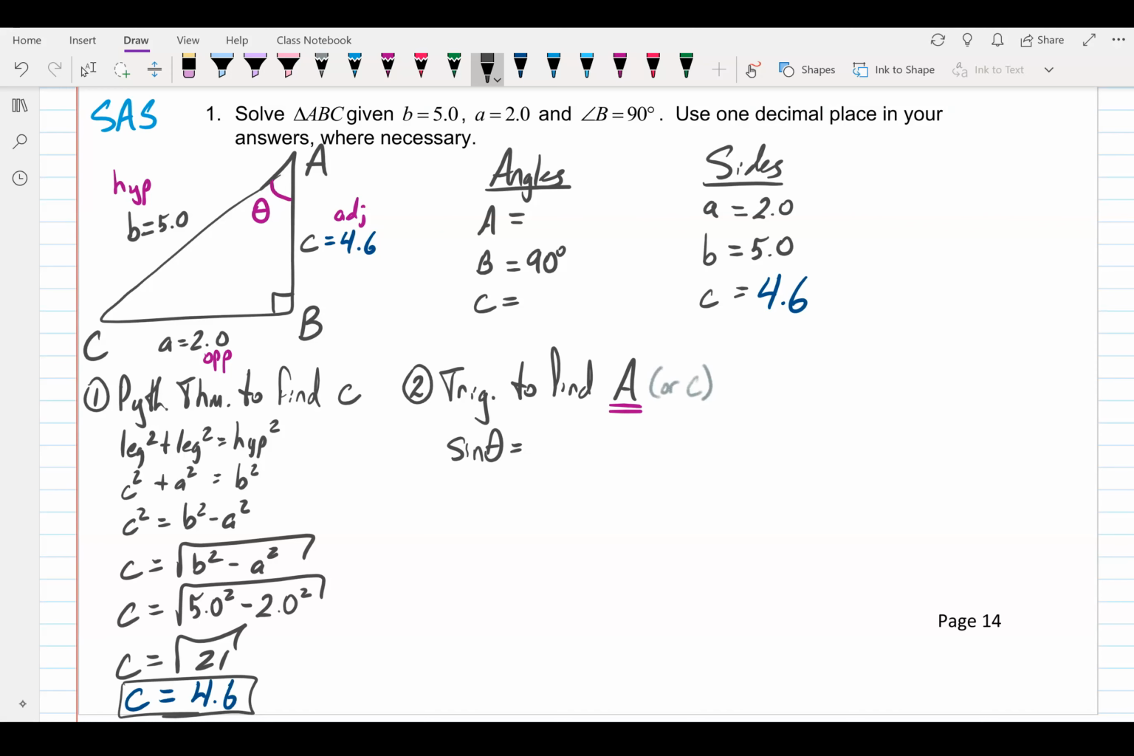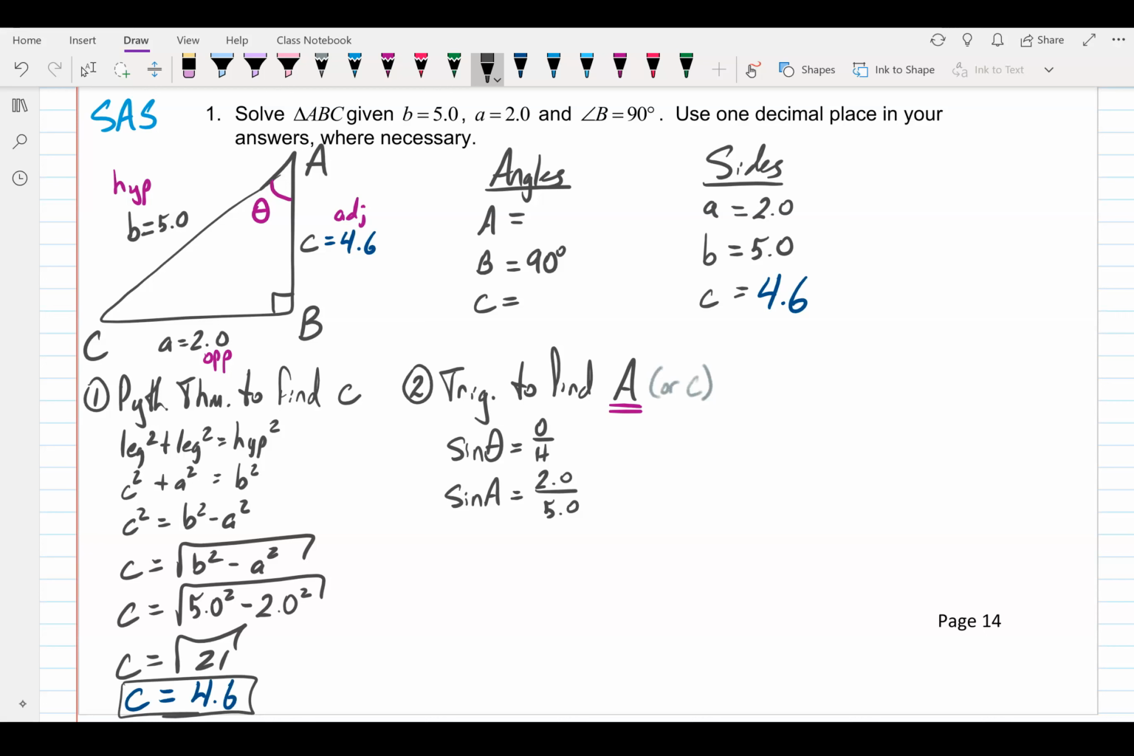Sine of the angle is equal to the opposite over the hypotenuse. You should remember that. SOHCAHTOA. Remember? SOHCAHTOA. Opposite over the hypotenuse. I have the opposite. I have the hypotenuse. That means I can find that angle. So sine of angle A is the opposite over the hypotenuse. And we know how to solve this now.